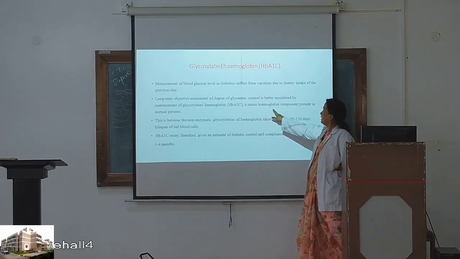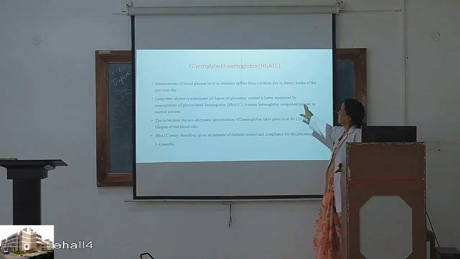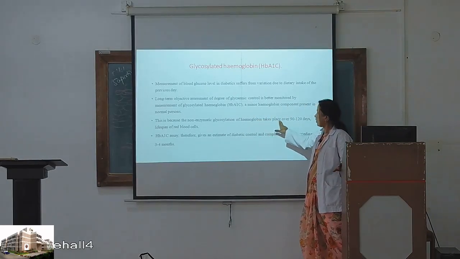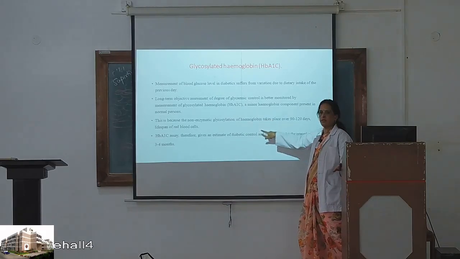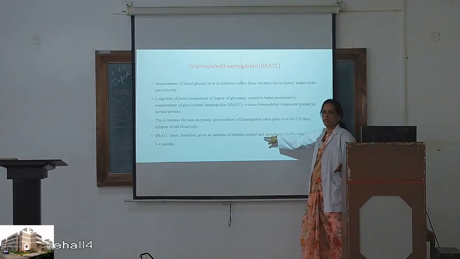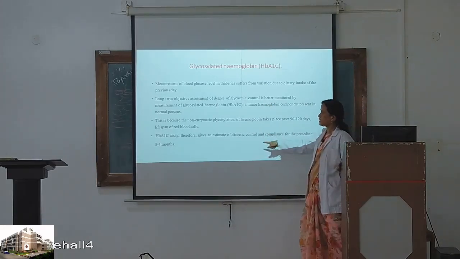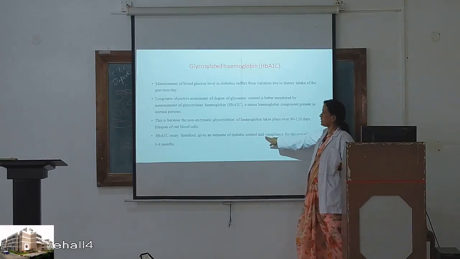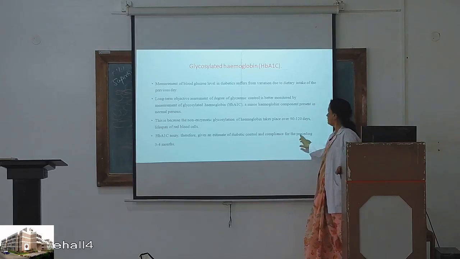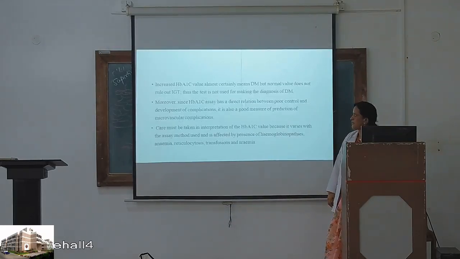So this is glycosylated hemoglobin. This is a minor component which is present in normal individuals. So the glycosylation of hemoglobin tells us about the glycemic control or the blood glucose level and the control of diabetes also. HbA1c assay gives an estimation of diabetic control and the compliance for the preceding 3 to 4 months.